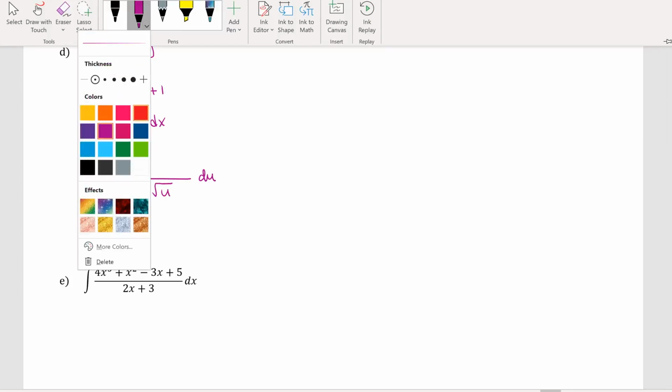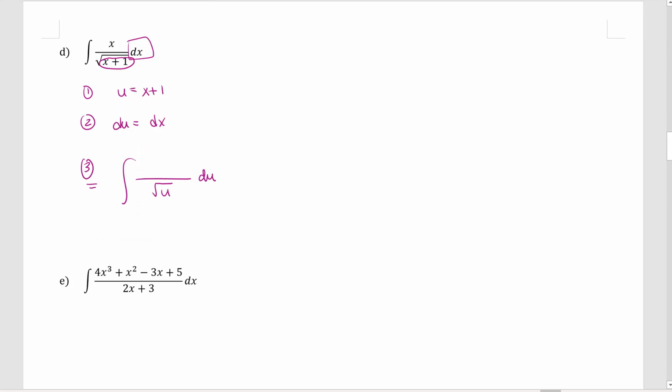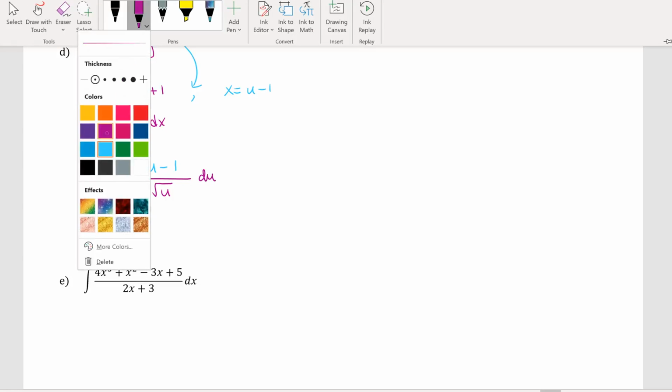What is x? Well, look at this. When we solve for x, x is u minus 1. So plug in here, u minus 1. Okay, so this problem is harder than the previous examples because instead of just putting in u and du, sometimes you still have x. Then you have to solve for x in terms of u and figure out what that is. Okay, so let's continue.